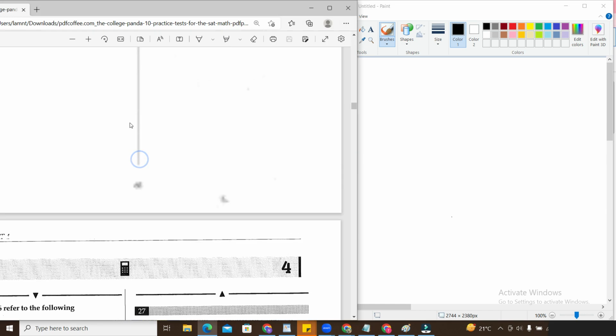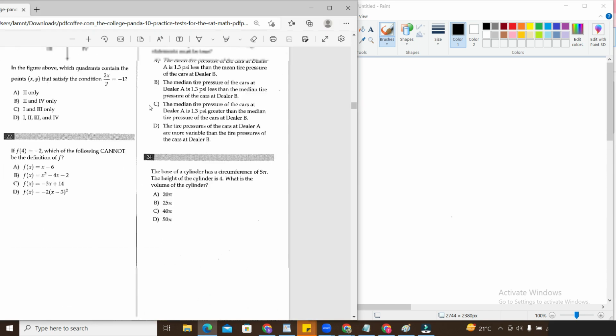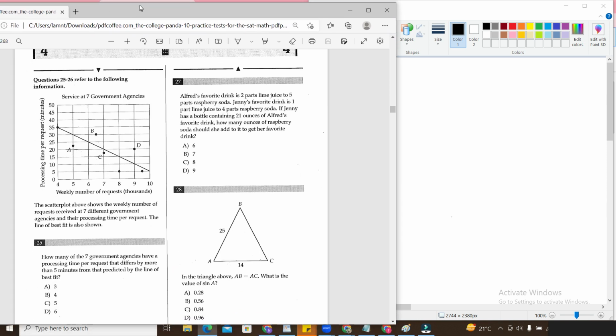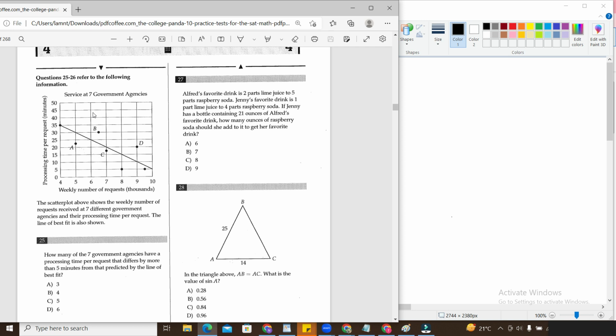Alright, so today, last time we finished up to question 24. So today we're going to finish processing from question 25 onwards, okay? So 25, 26 refer to the following information, which is a graph.